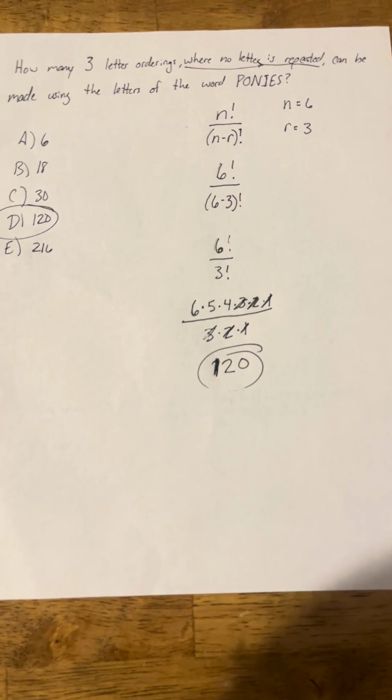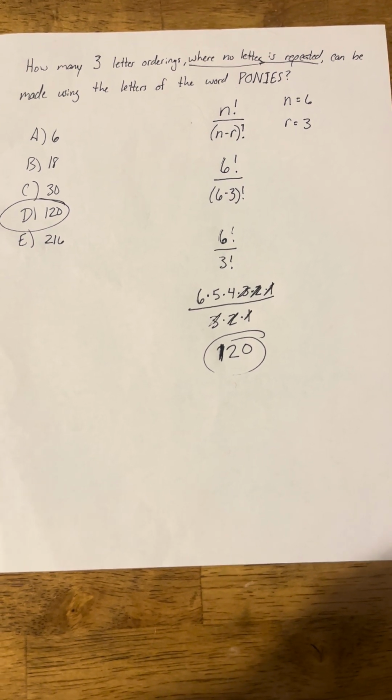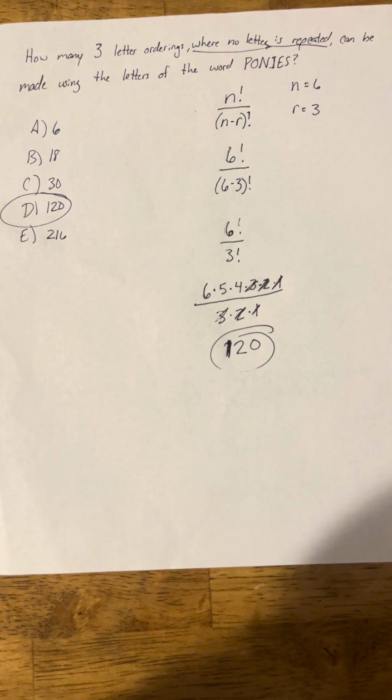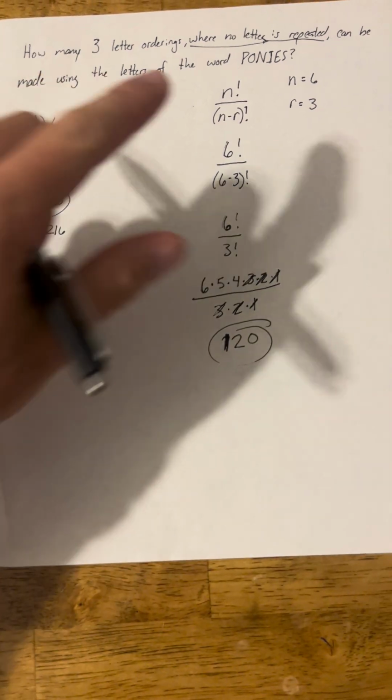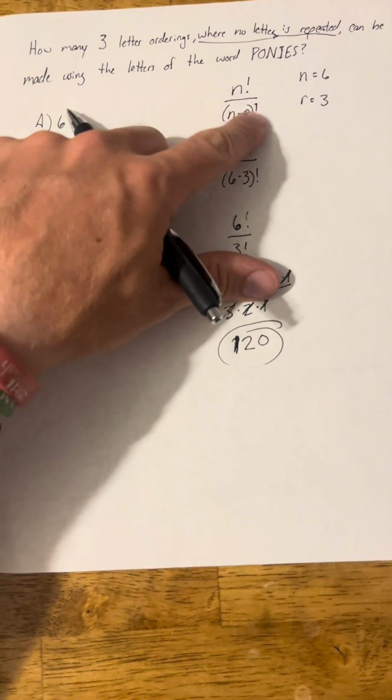So again, when we're asked about letter orderings where the letter cannot be repeated, that tells us that the order matters, so we're using a permutation, which is this equation.